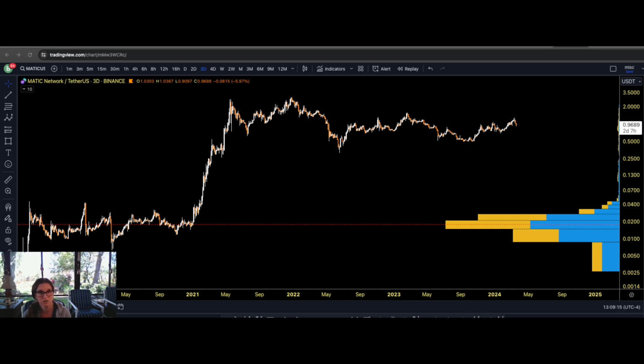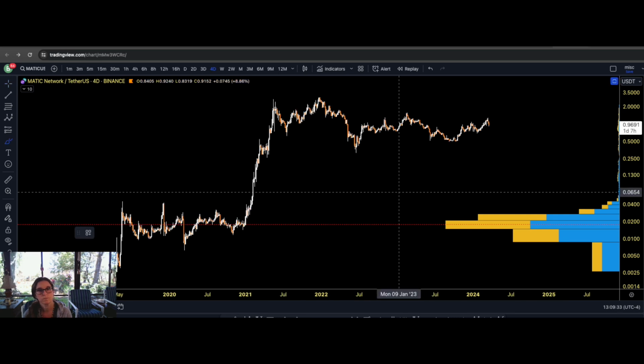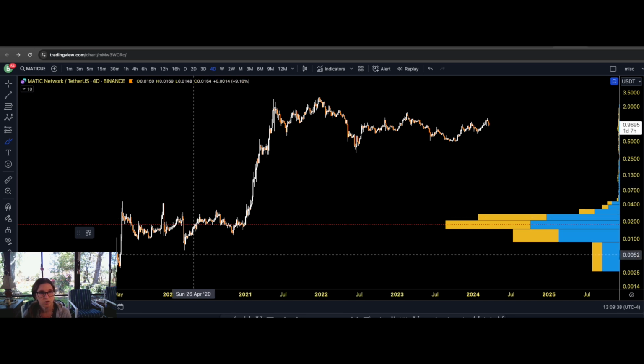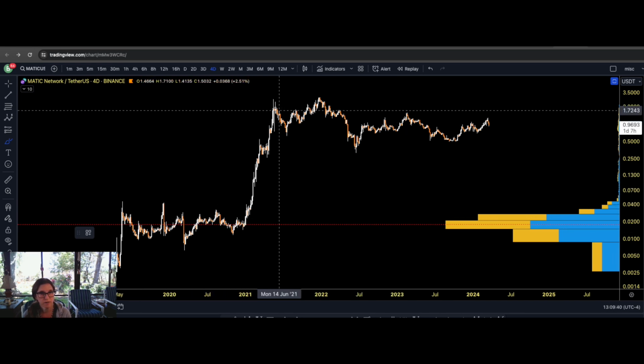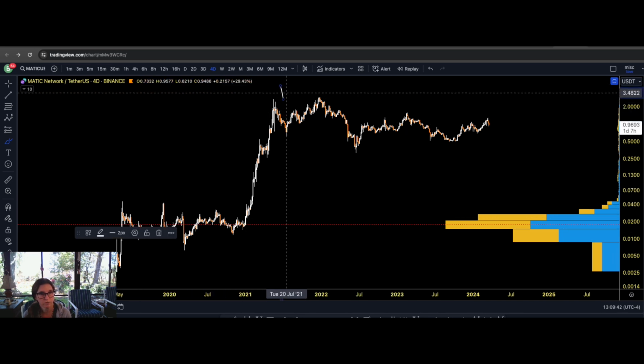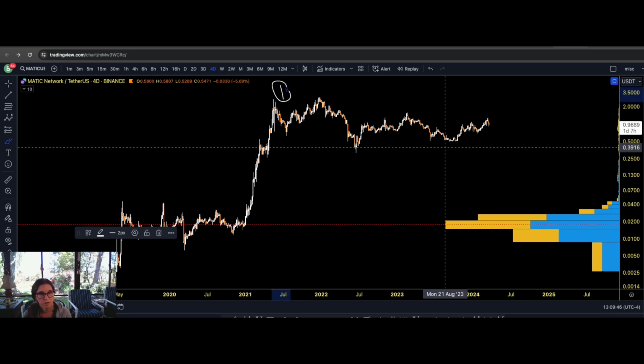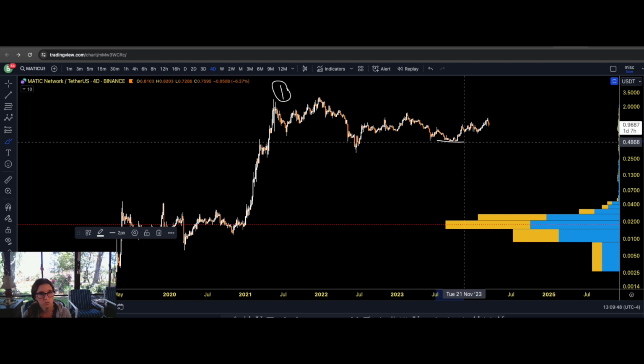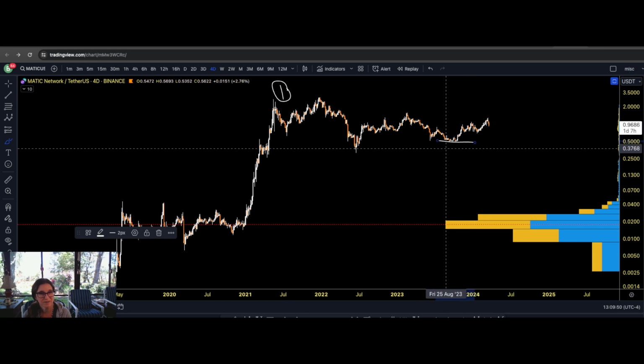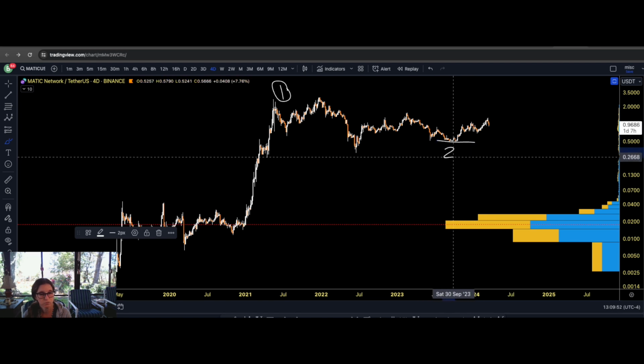All right, let's get started. So the first coin on the list is Matic. We are looking at this move to the upside. The previous bull run is a wave 1. We're looking for a wave 2 to be complete. Matic put in this low, and we're looking at that as a potential wave 2.